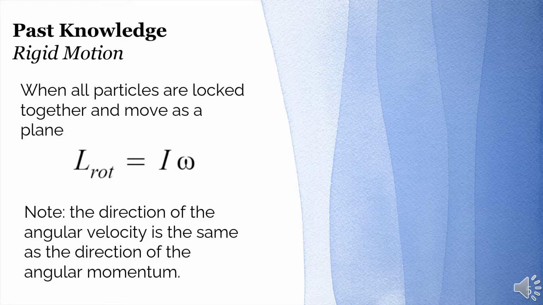Another main topic we discussed this week was rigid motion. The video defined rigid motion as when all particles are locked together and move as a plane. In general, in the special case of rigid motion, rotational angular momentum is equal to I times omega, the inertia times the angular velocity. Note that the direction of the angular velocity is the same as the direction of the angular momentum.